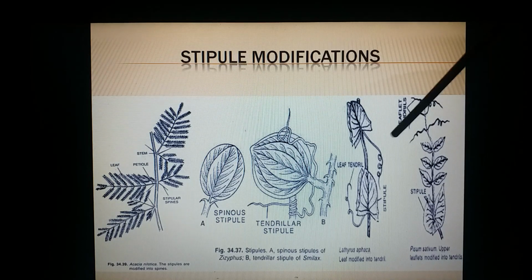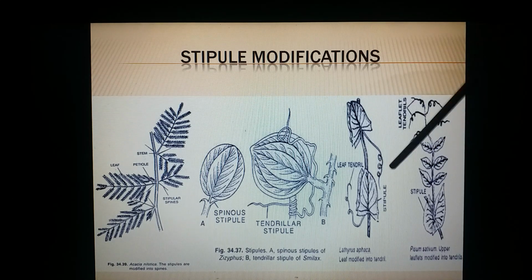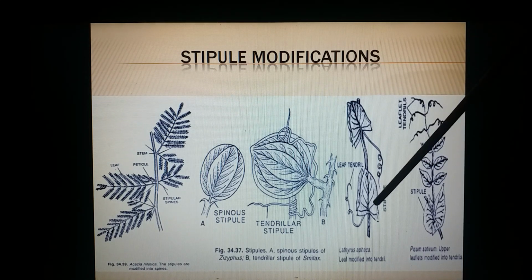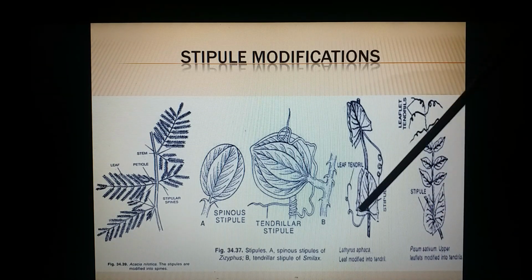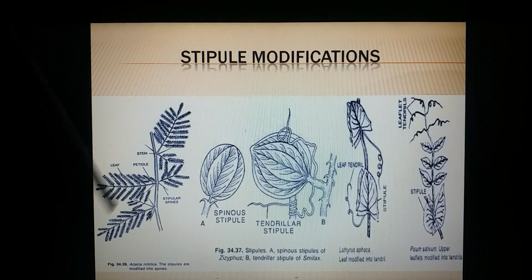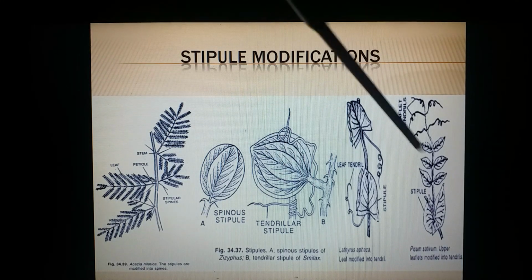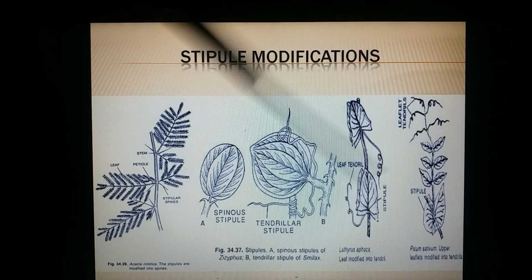Sometimes the leaf may be reduced or condensed, modified into tendrils, or very much reduced. In such cases, the activity of photosynthesis is taken up by the stipules, and these stipules are called foliaceous stipules, a feature of certain Fabaceae members. This is a Lathyrus and this is a Pisum. So stipules modifying to spines in Acacia and Ziziphus, into tendrils in Smilax, and foliar stipules in the case of Lathyrus and Pisum.